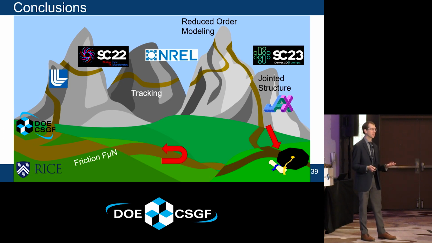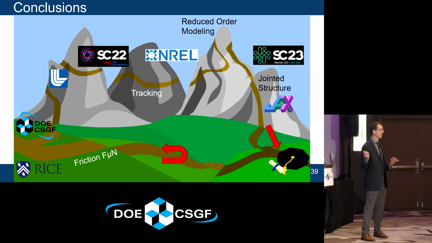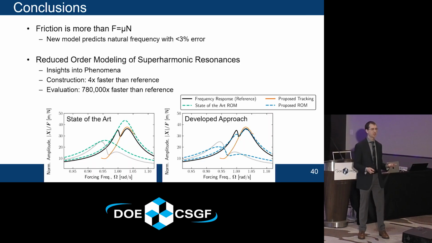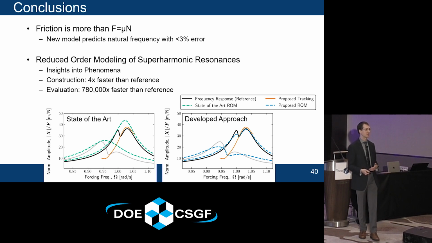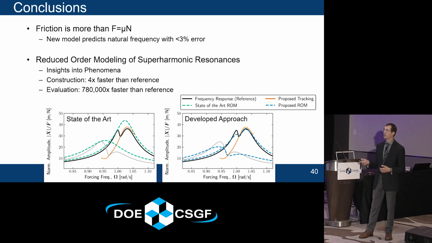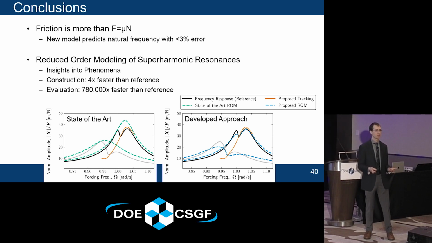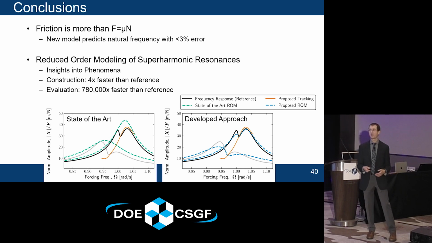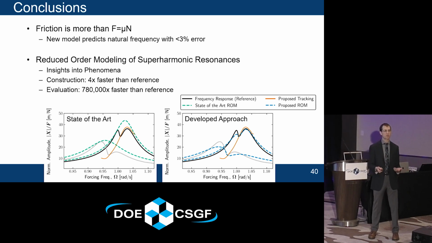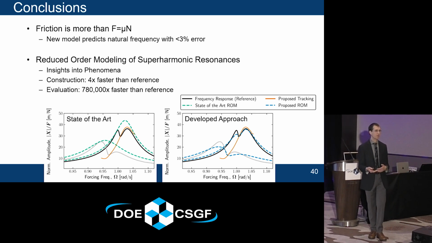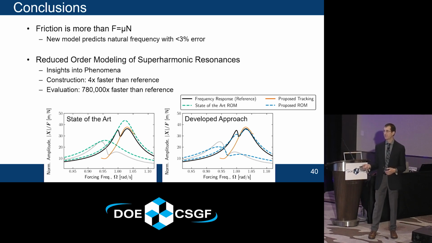So with that, going to the conclusions from what I've taken away from my time at CSGF and these projects. So friction is more than fun, or more than just F equals mu N. And with my new model, I'm able to predict natural frequencies with less than 3% error. And then for the reduced order model, it again provides insights into phenomena and significant computational benefits.